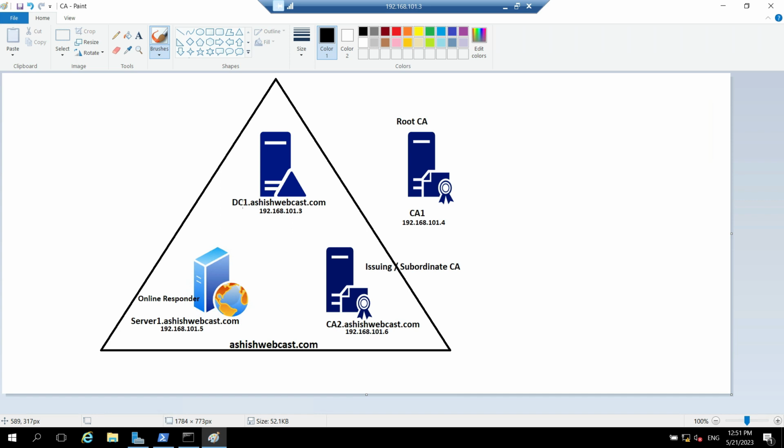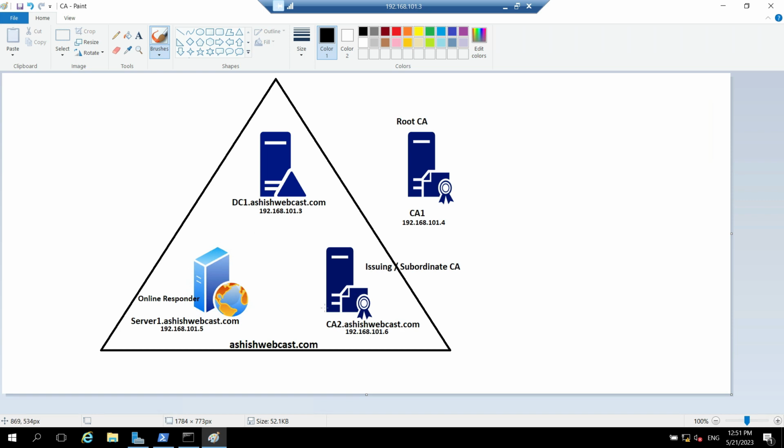And what about AIA? AIA is Authority Information Access. It provides information about how to access additional information related to the certificate issuer and the certificate itself. It allows certificate verifiers to retrieve the necessary information to validate the certificate and establish trust.